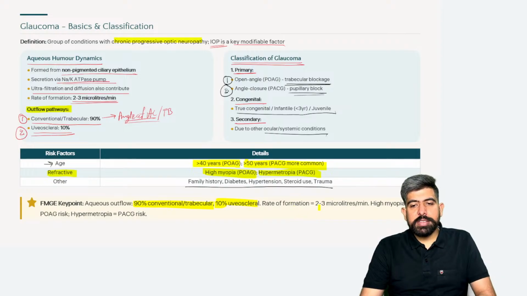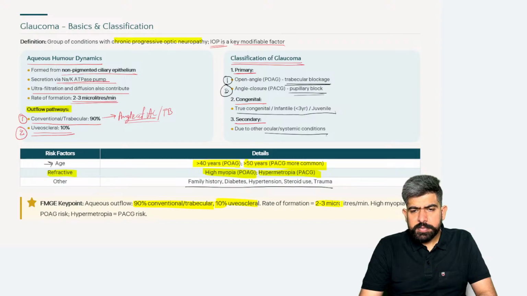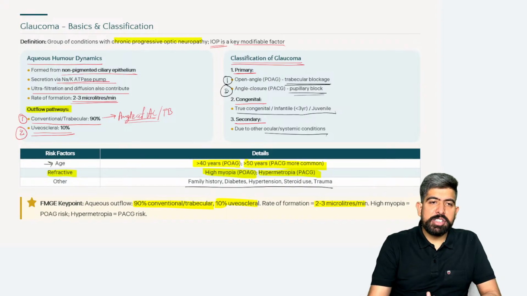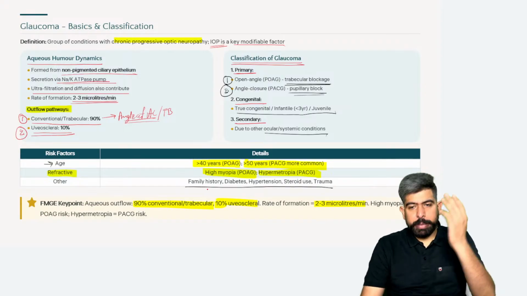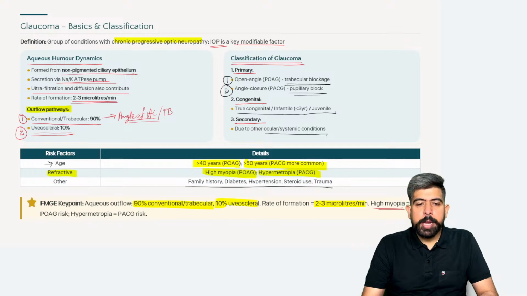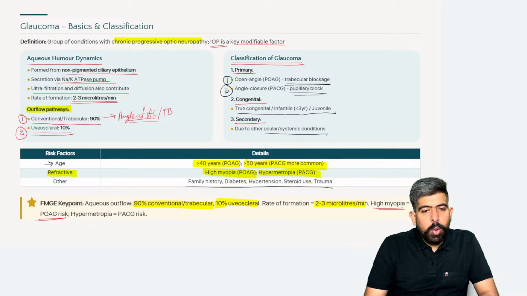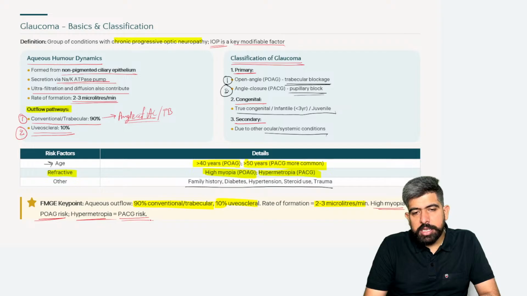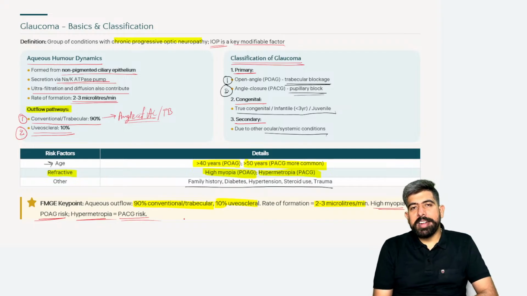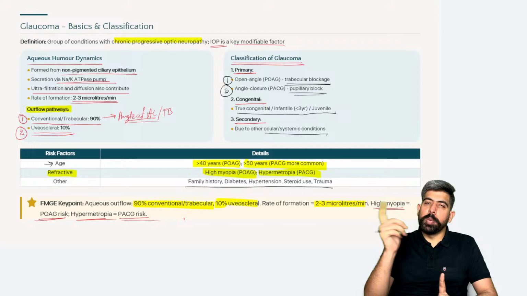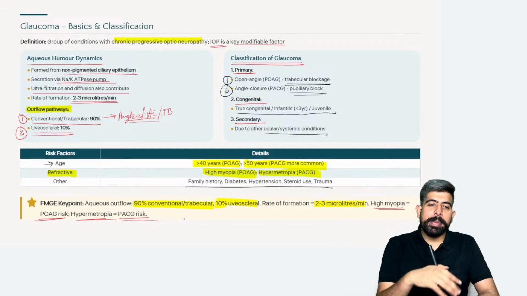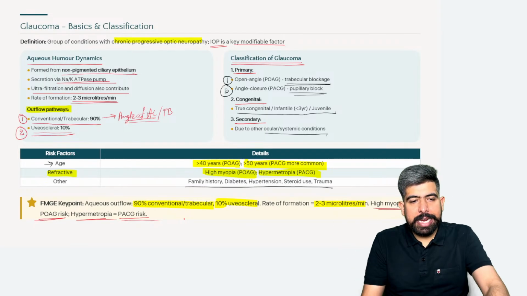The rate of formation of aqueous humor is 2 to 3 microliters per minute. And please remember, a high myopia patient has risk of primary open angle glaucoma, and the hypermetropic patient has risk of primary angle closure glaucoma, right? So myopia में open angle होगा, ठीक है? Hypermetropia में angle closure होगा.